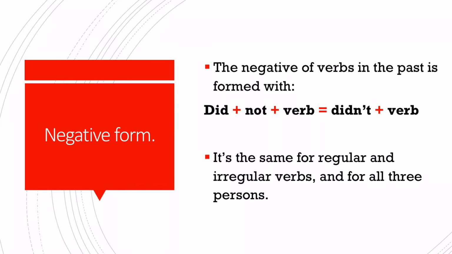Negative form. Now let's learn how to write negative sentences, which is not very different. The negative of verbs in the past is formed with did, not, and the verb. Or we can use the contraction didn't and the verb. It's the same for regular and irregular verbs and for all three persons.